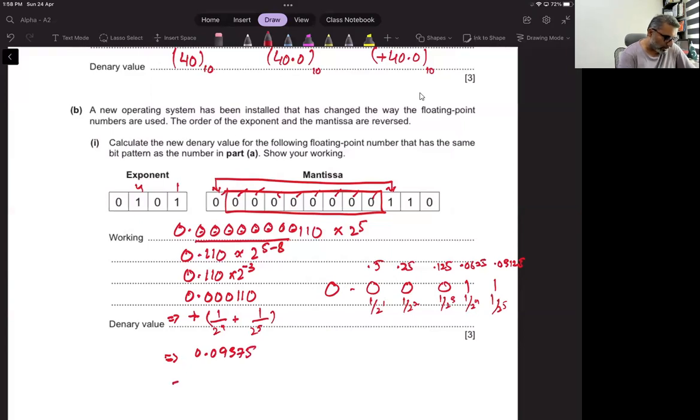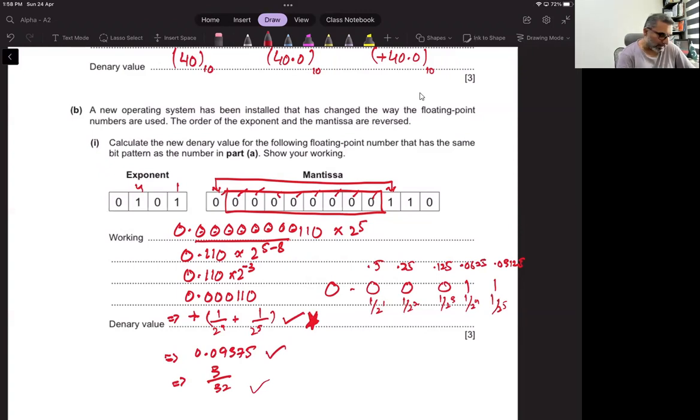Or if you solve it that way, this might be 3/32. So I think you can choose either of these. This one is the easiest. Okay, Cambridge does not mind how you write your answer. So it is up to you.